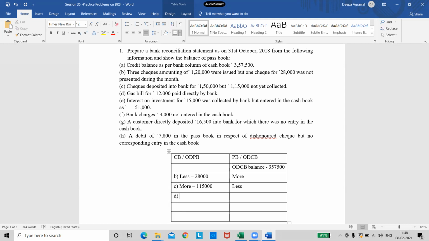Gas bill for 12,000 paid directly by the bank. So the bank has directly paid our gas bill. So which book has recorded this entry first? Tell me, answer me quickly. See, you're wasting time by taking time to answer. Or do I have to call each one with name and ask you to answer every time?